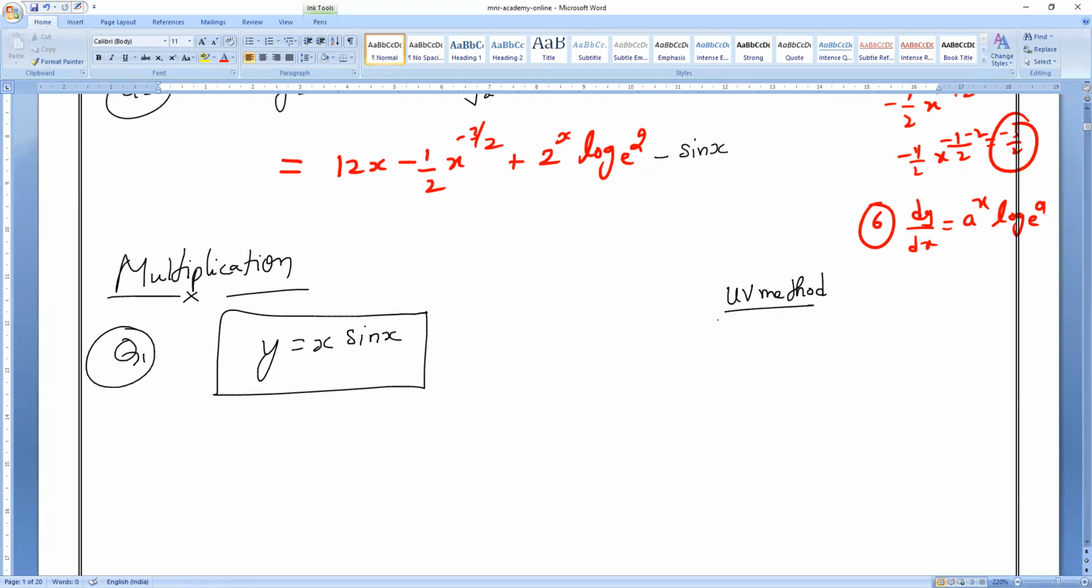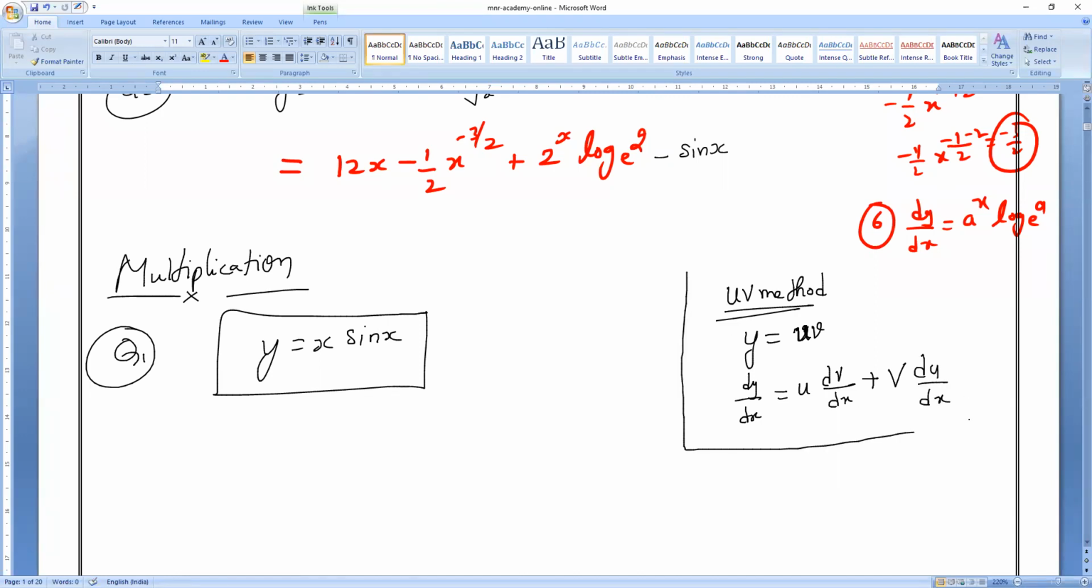So what is this UV method? Let me take for example y is equal to U into V. Then dy by dx is equal to, be very careful, U into dv by dx plus V into du by dx. That's all. This is called the UV method. UV method means dy by dx is equal to U into dv by dx plus V into du by dx.